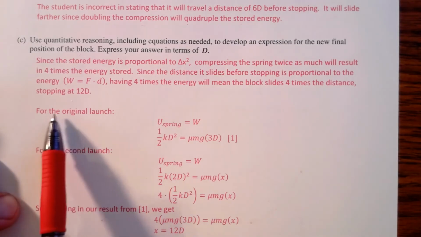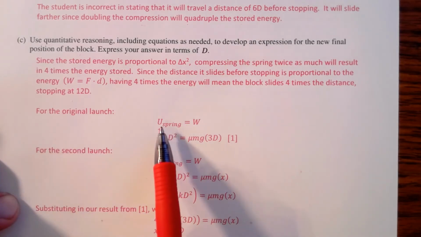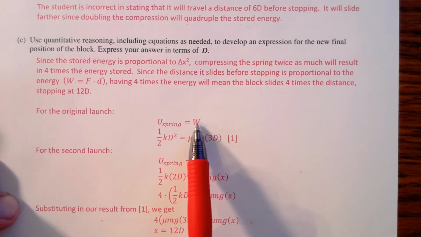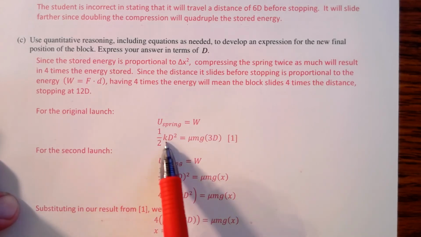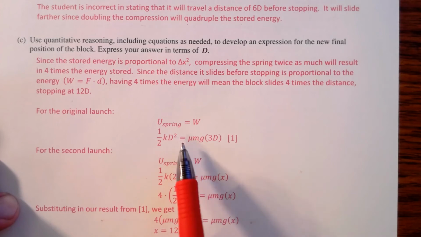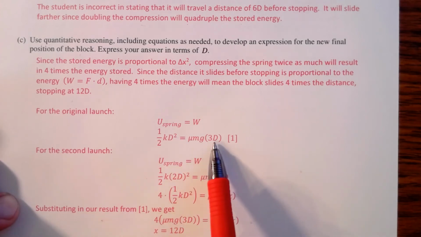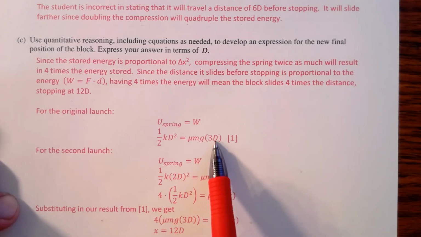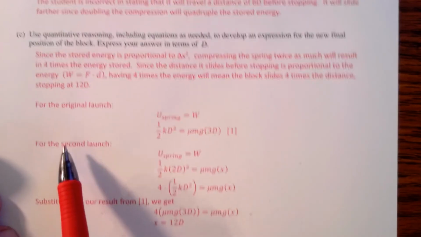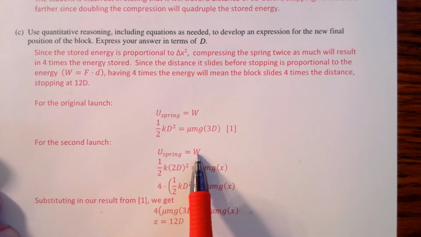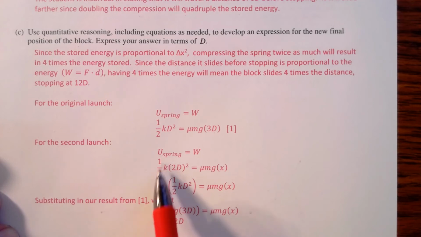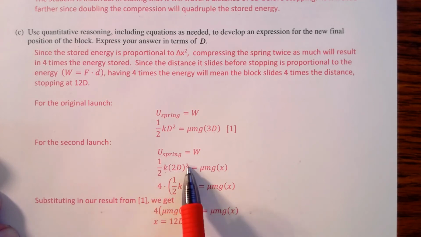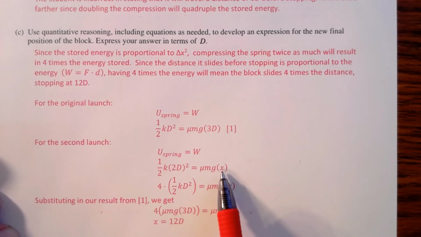All right? So I did that right here. Originally, the energy of the spring becomes the work that's done. So 1/2 kd squared, that's the energy in the spring. That's going to equal the force times the distance the block slides. So the force is friction, mu mg, and the distance is 3d. Now, for the second launch, same thing. The energy of the spring must equal the work that's done on the block. The energy in the spring is 1/2 k times 2d squared, and that's got to equal mu mg times x, the new distance it goes.